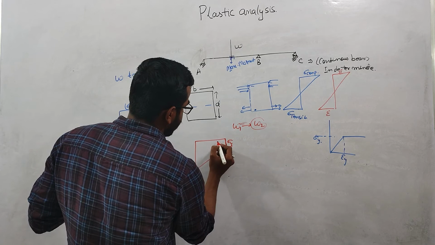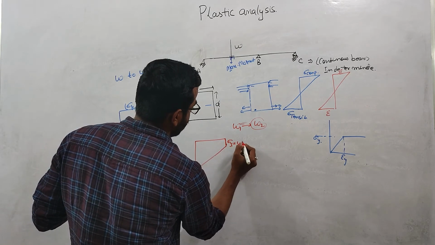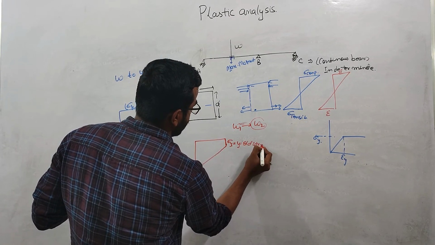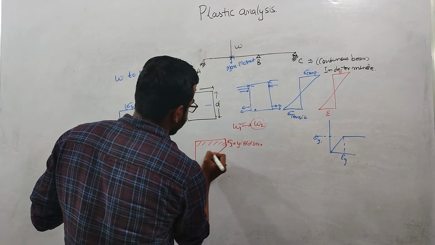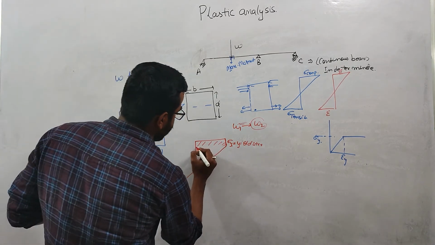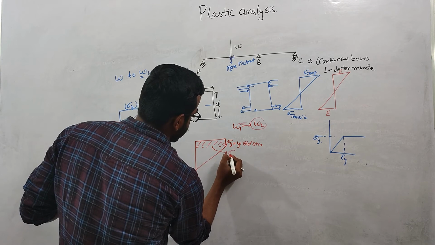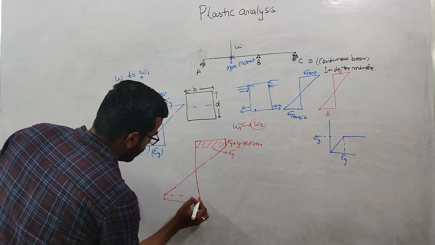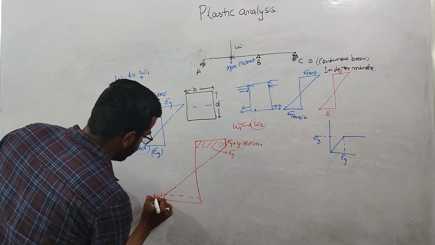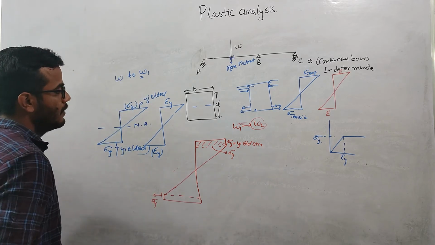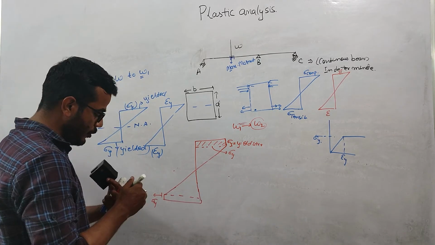So some of the fibers from the top have yielded. This is basically the yield stress. This portion is yielded, and at this point the stress is sigma y. Similarly here, this is sigma y.